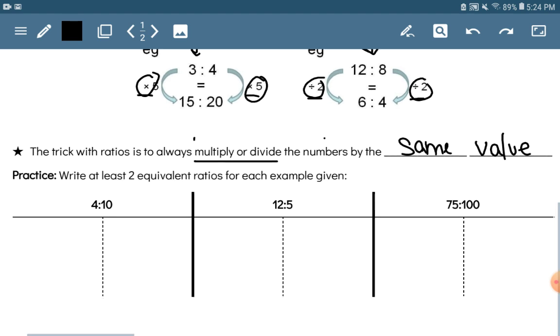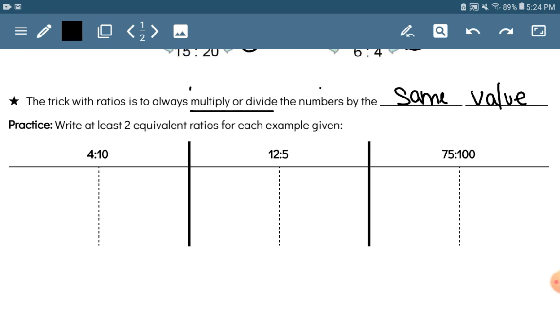We are going to practice generating some equivalent ratios below. I've got 3 ratios written there: 4 to 10, 12 to 5, and 75 to 100. I want you to generate 2 equivalent ratios for each. If you want to try this on your own and then check your answer with your teacher or with the video, that's fine. If not, I'm going to go ahead and start generating these equivalent ratios.